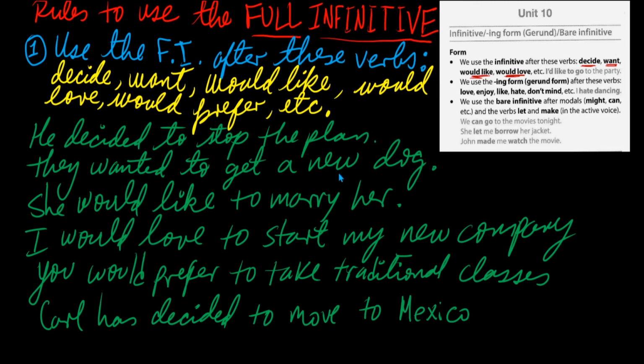They wanted to get a new dog. Same thing in past. She would like, in this case is in the base form, she would like to marry her. Notice something, that when you have would like, would love, and would prefer is full infinitive. I would love to start my new company. You would prefer to take traditional classes. I know that you prefer these classes than the online classes. Carl has decided. Notice that here I use simple past, but here present perfect, but it's the same thing. Full infinitive for the verb after.